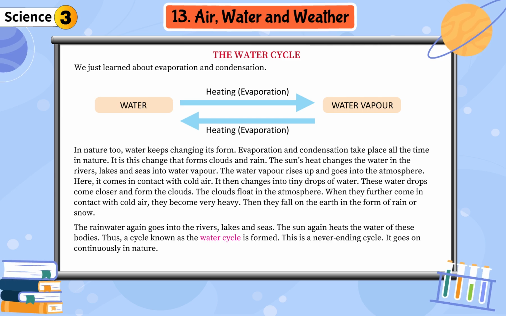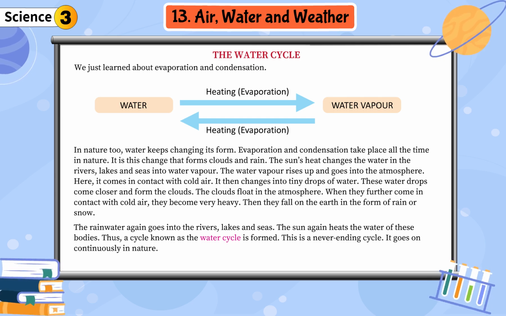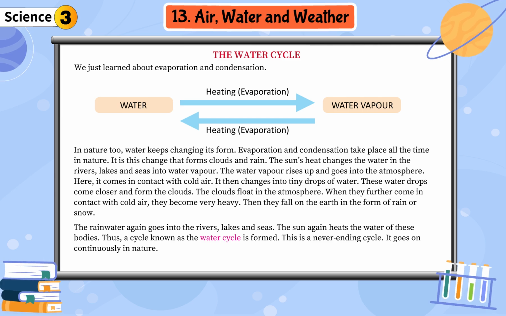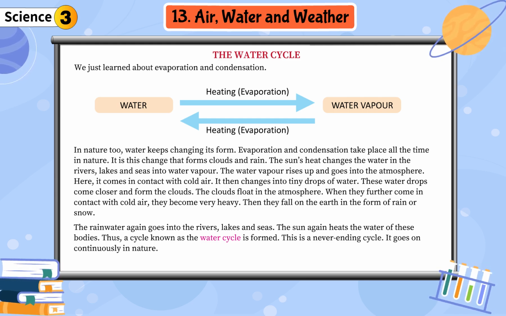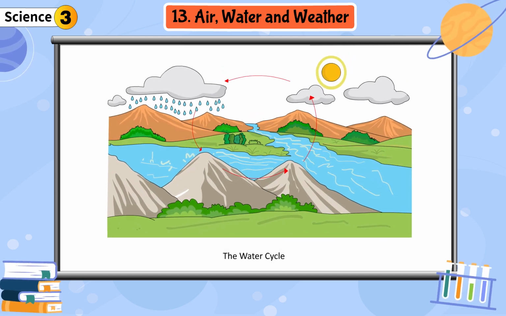These water drops come closer and form the clouds. The clouds float in the atmosphere. When they further come in contact with cold air, they become very heavy. Then they fall on the earth in the form of rain or snow. The rainwater again goes into the rivers, lakes and seas. The sun again heats the water of these bodies. Thus, a cycle known as the water cycle is formed. This is a never-ending cycle. It goes on continuously in nature.